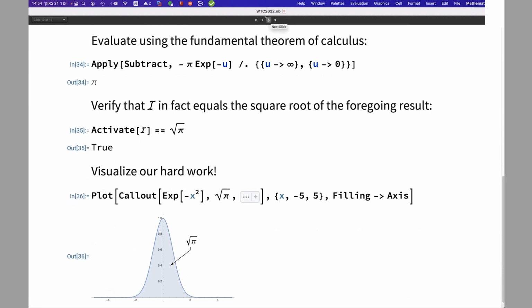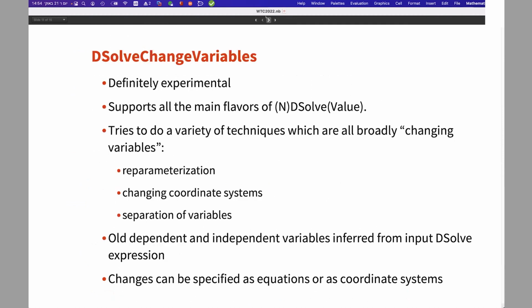So that is integrate change variables in a snapshot. So, DSolveChangeVariables. Integrate change variables is marked as experimental. I think there are certainly issues that need to be fixed, but I think we basically understand it.